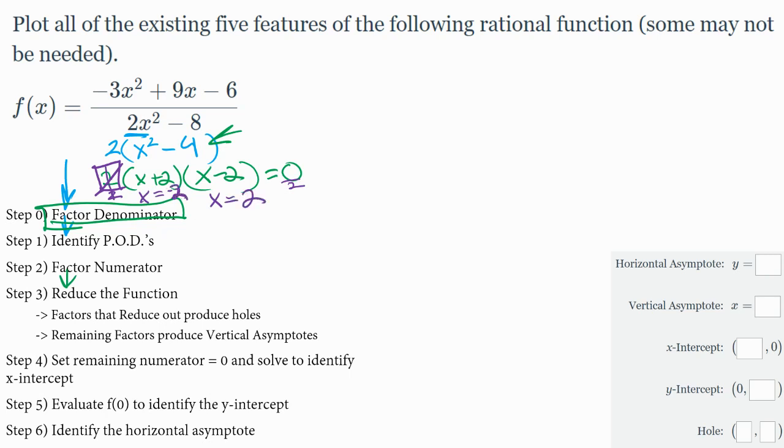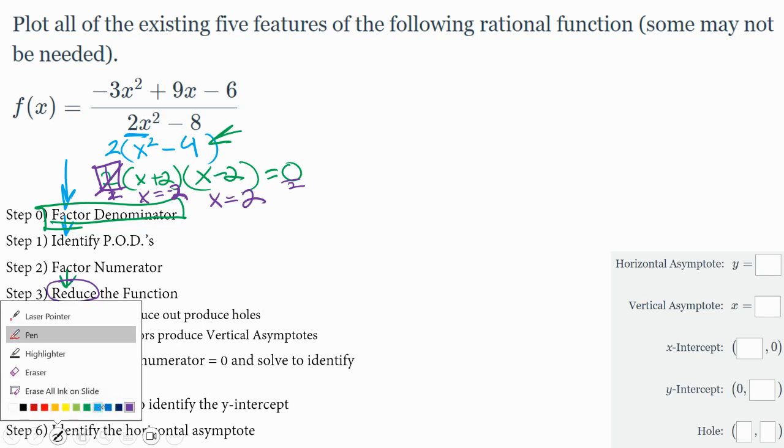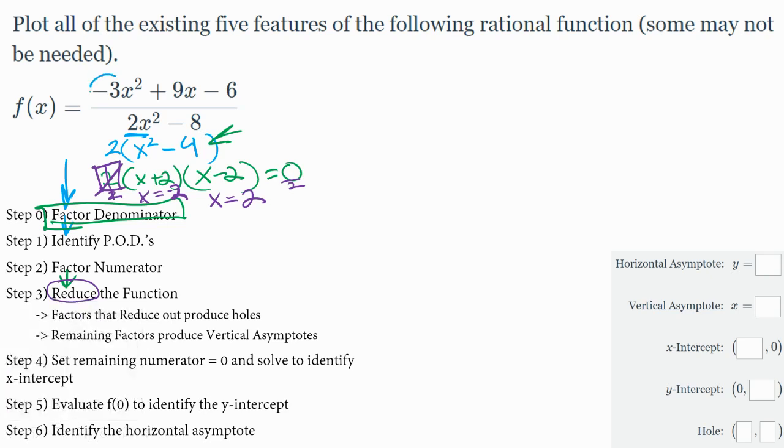And that's important to know which one produced which point of discontinuity as we continue down to reduce the function to decipher whether we have a hole or a vertical asymptote at either location. They could both be holes or they could both be vertical asymptotes. Depends on the function. So we got to continue by factoring the numerator. Well, this time the numerator is going to require a GCF of negative 3. So if I pull out the negative 3, all the signs should change. So I got x squared minus 3x and then plus 2.